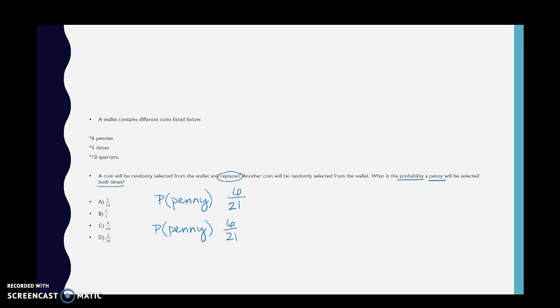So first of all, I'm going to see, can I simplify my probability? So I know 6 is divisible by 2 or 3. Is 21 divisible by 2 or 3? Well, not 2 because it's not an even number. And it is divisible by 3, so I'm going to divide by 3 over 3. And so I get 2 over 7. Now be careful because that's an answer choice.